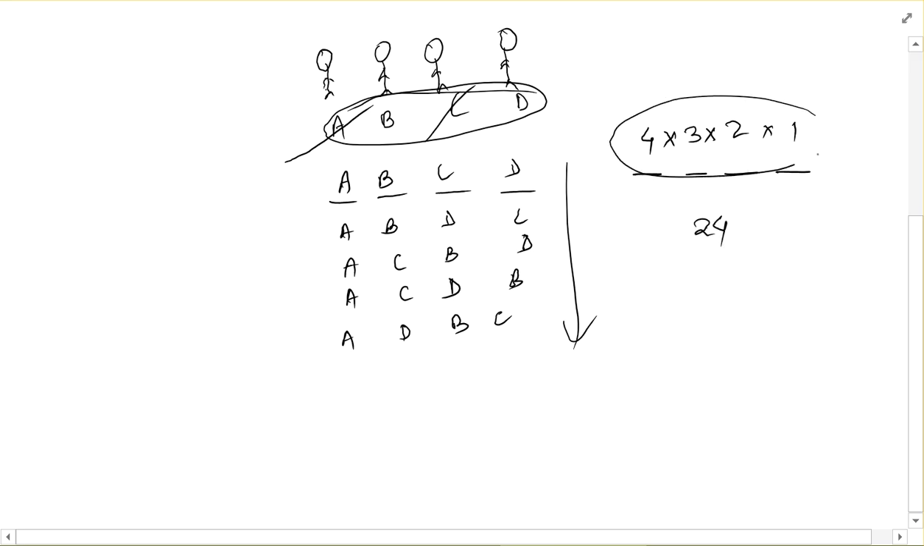Now tell me, isn't it 4 factorial? So four different things to be arranged at four places, it is 4 factorial. Four different things, keep in mind. Four different things to be arranged at four different places. The number of arrangements will be 4 factorial. Five things, five places, 5 factorial. N things, n places, n factorial.